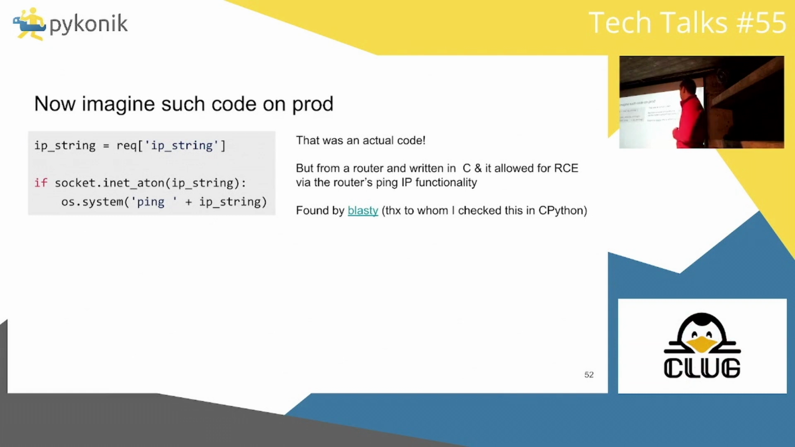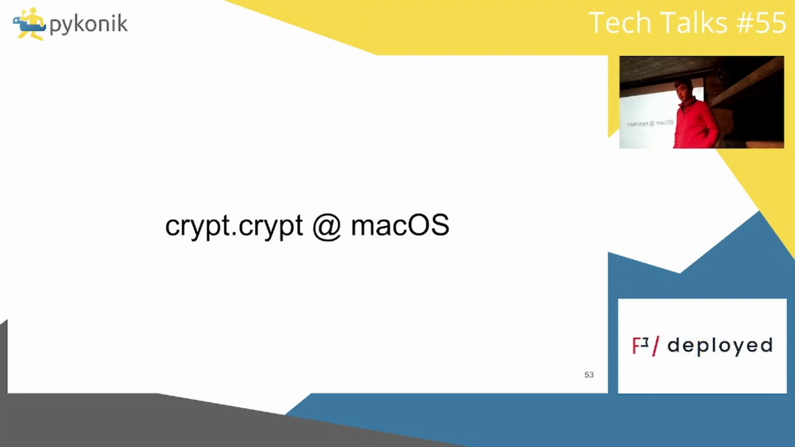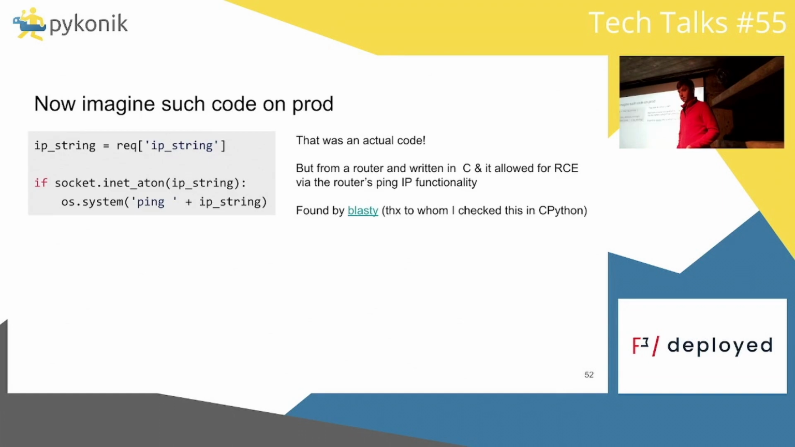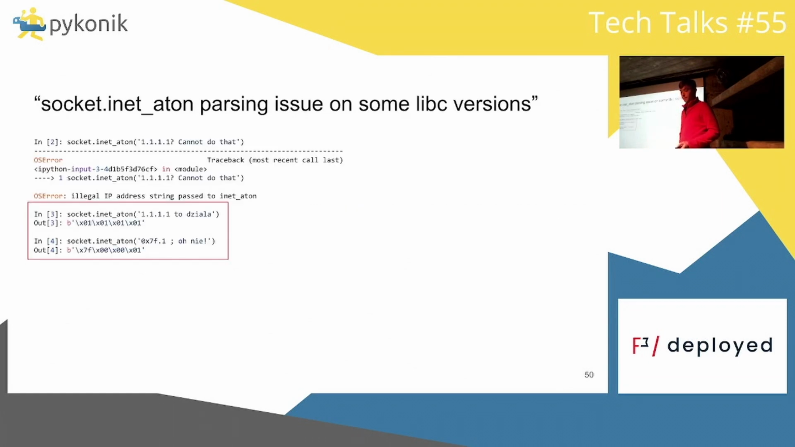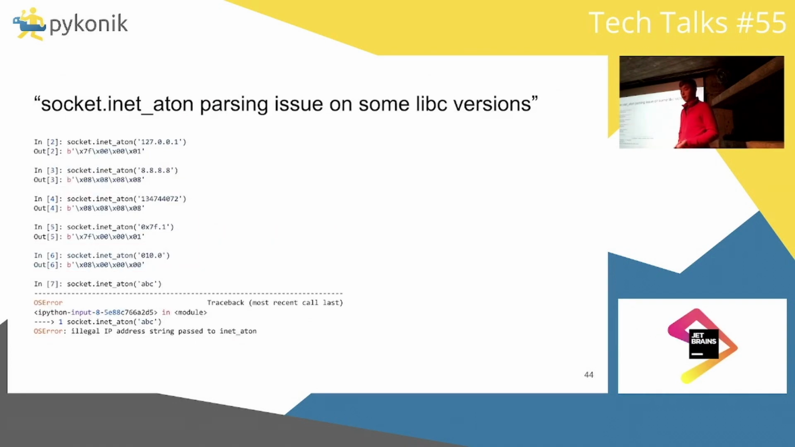And thanks to Blastly, who actually showed it up on the C code at the other conference. Do you think this is really a bug? It is a bug, because you're not supposed to check if an IP is correct by using this function. Why would you say so?